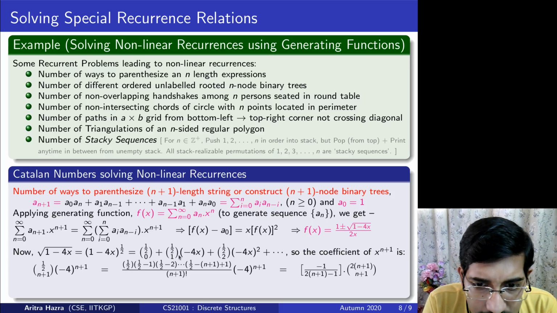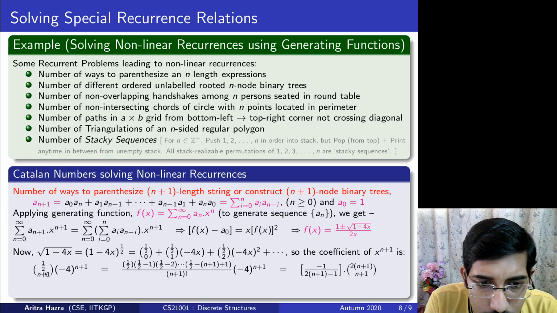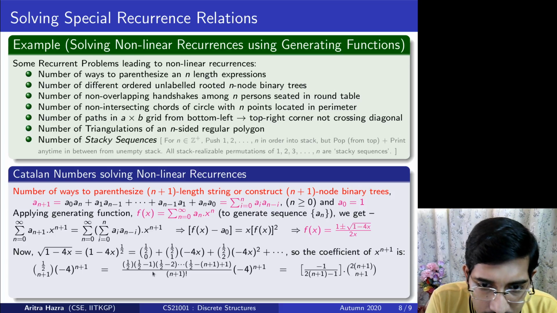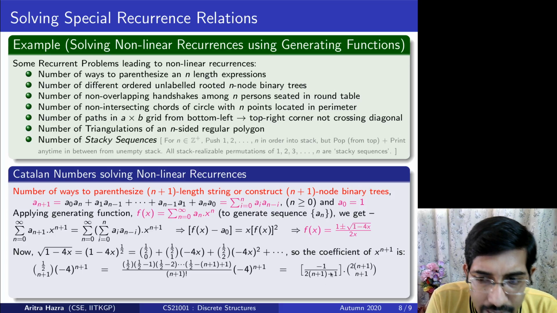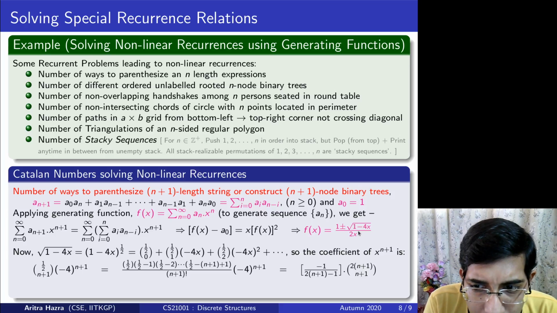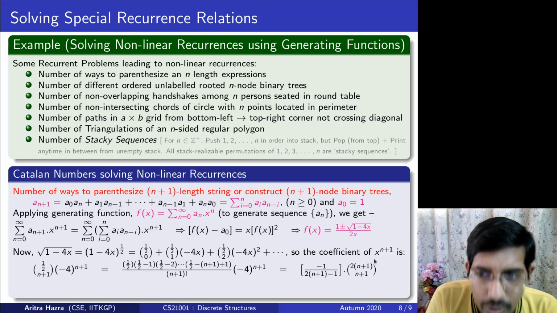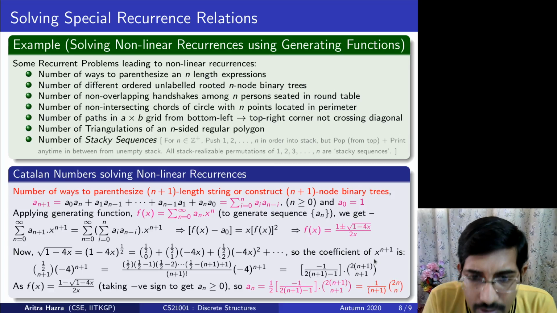So this sequence, if I use the Maclaurin series and just expand it, will be half choose n plus 1, times minus 4 to the power n plus 1, which is the n plus 1th term. Expand it, solve it, and you will get this sort of a form. Now try to put it here to get the final coefficient. What will be the final coefficient here?